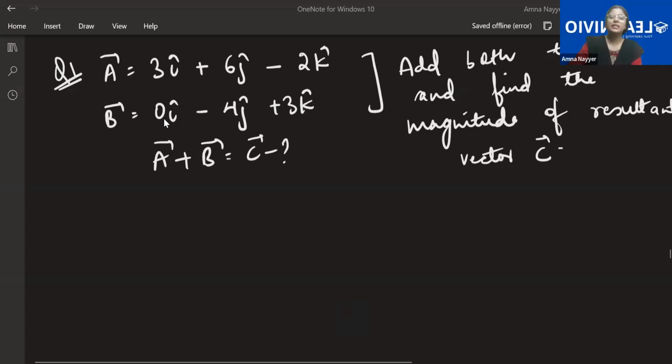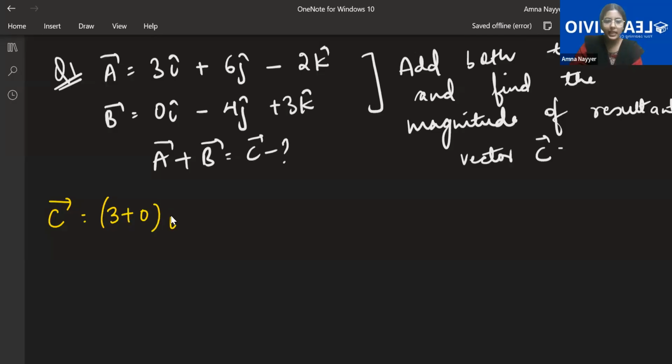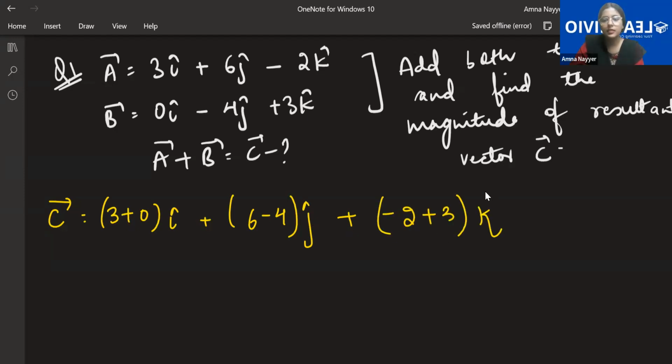Okay, let's discuss this question, Aisha. Resultant C means we are adding both the vectors. So C will be 3 plus 0 I cap plus, then you have 6 minus 4 J cap plus, this is minus 2 plus 3 K cap. So C resultant will be 3 I cap plus 2 J cap plus 1 K cap.